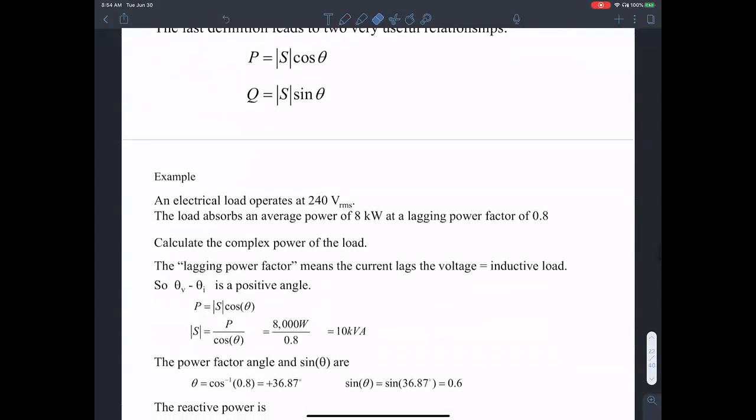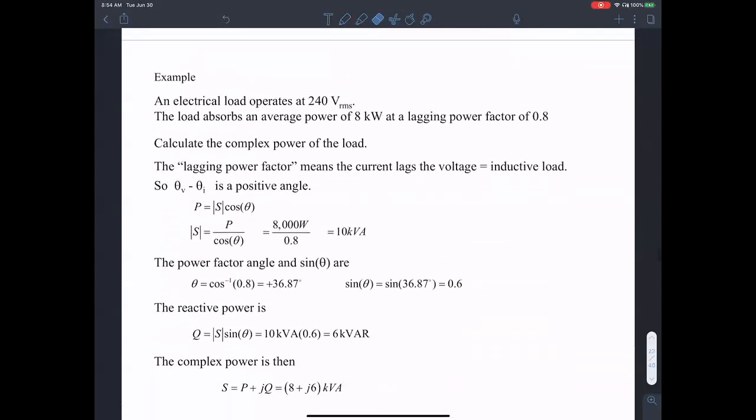Here is an example. An electrical load operates at 240 V RMS, absorbs an average power of 8 kilowatts with a lagging power factor of 0.8. You see, a lagging power factor of 0.8 means that theta V minus theta I is positive, theta V greater than theta I. That's the idea of lagging. Calculate the complex power of the load.